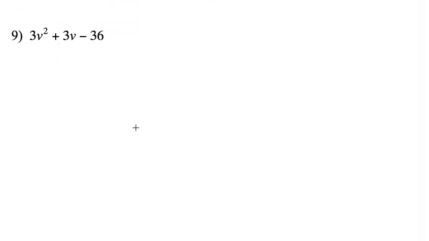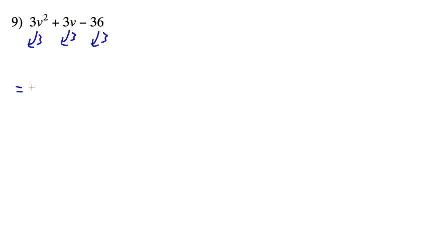Okay, let's reset just a little bit here and go back to a basic one. We looked at a lot of special cases. We look at this trinomial. We notice we can factor out a 3. So let's go ahead and divide each term by 3. 3v squared divided by 3 is v squared. 3v divided by 3 is equal to v. Negative 36 divided by 3 is equal to negative 12.